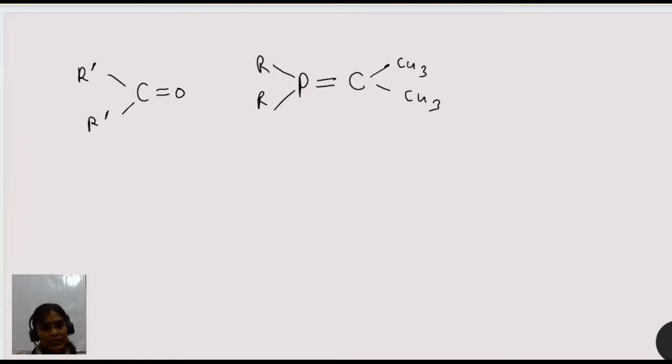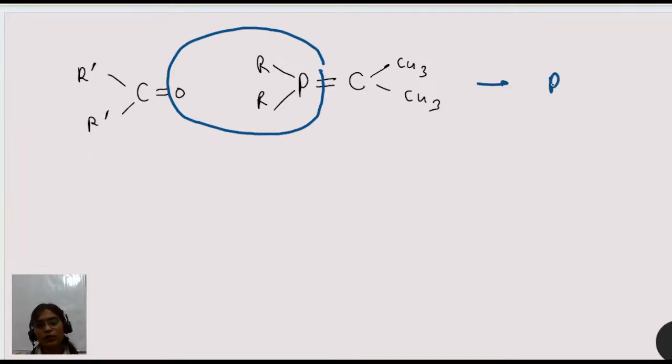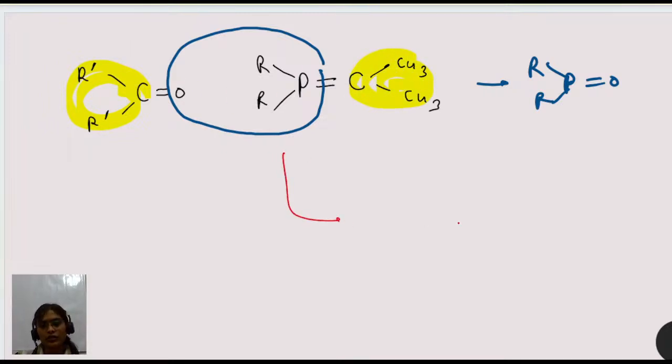So phosphorus quickly combines a bond with this. Point number one: phosphorus has a double bond and the R R part is removed. The second thing is that this and this both combine with one another with a double bond. That's it. This is a Wittig reaction. So you can say carbon double bond carbon and a CH3.